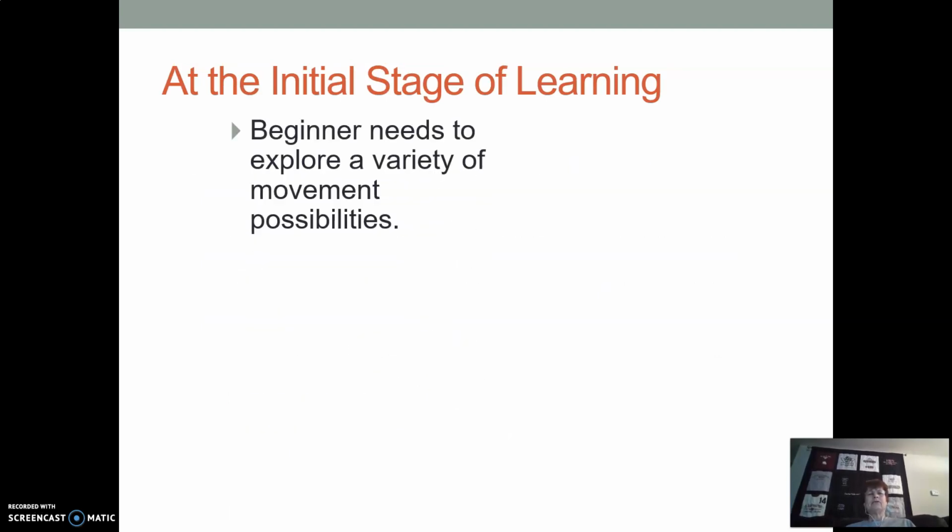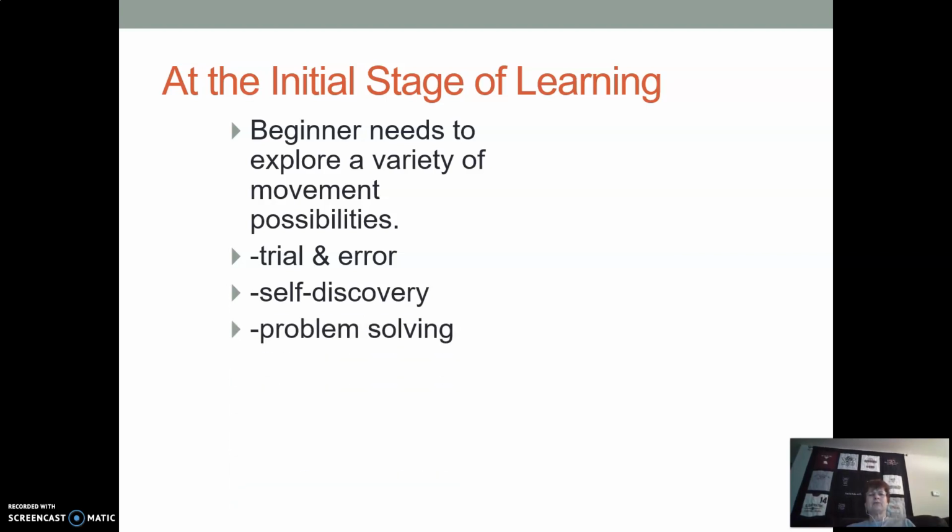She would say beginners need to explore a variety of movement possibilities at this stage. A lot of trial and error, getting a sense of what works, what doesn't work. Self-discovery. How many different ways can the body move? What's the most efficient way? Problem solving. And so, especially if you're working with younger children, this is a great approach to take as they are trying to learn different motor skills. Allow for them to explore, to discover, to problem solve.